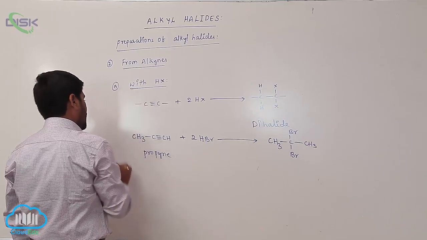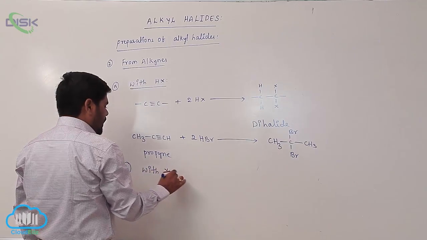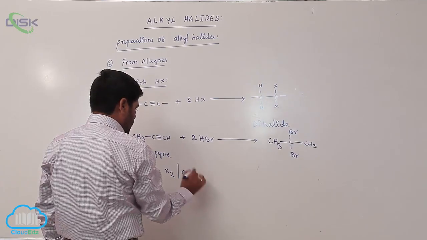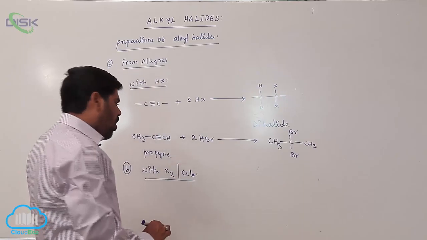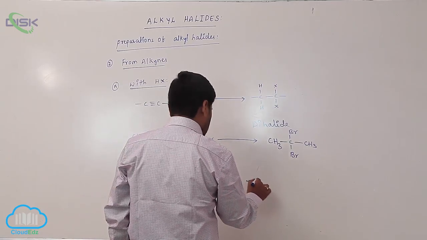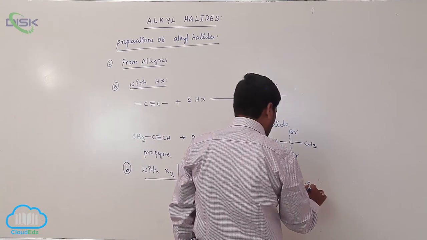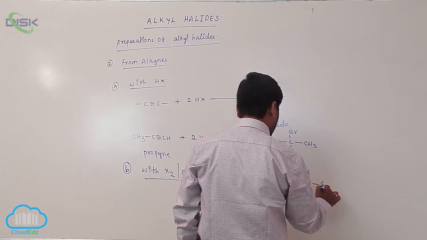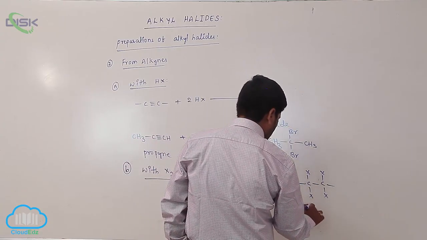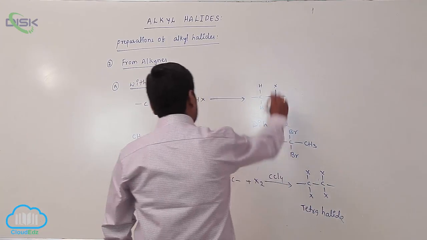Next one, this is A, B is with halogen in presence of carbon tetrachloride. When an alkyne reacts with halogen in presence of carbon tetrachloride, a tetrahalo compound is formed. What is this? Tetrahalide. Tetrahalide is formed.